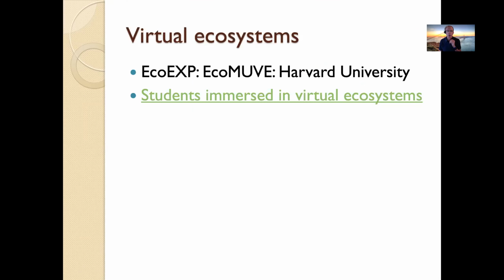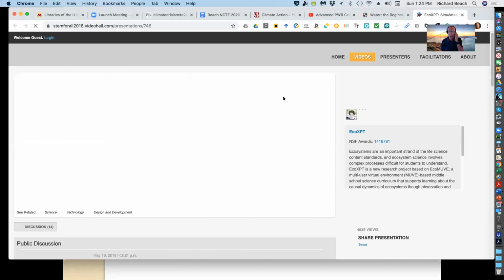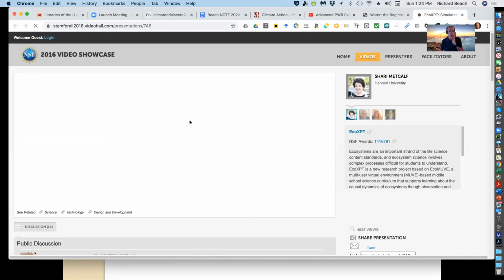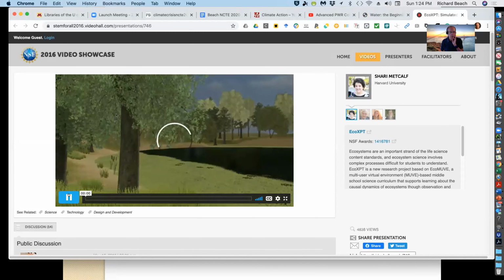I think another tool is virtual worlds. I want to just show you an example. This is one at Harvard where they created this virtual world where students would go in and study ecosystems in this sort of world.